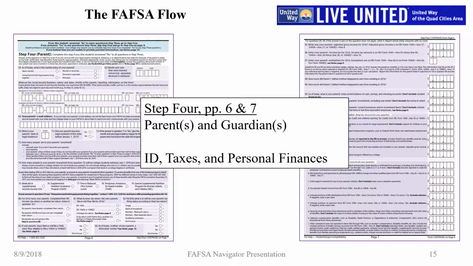Step 4 on pages 6 and 7 in purple covers the parents' or guardians' identifying information, personal finances, taxed income and assets, and untaxed income and assistance. 4 steps down and only 3 more steps to go.